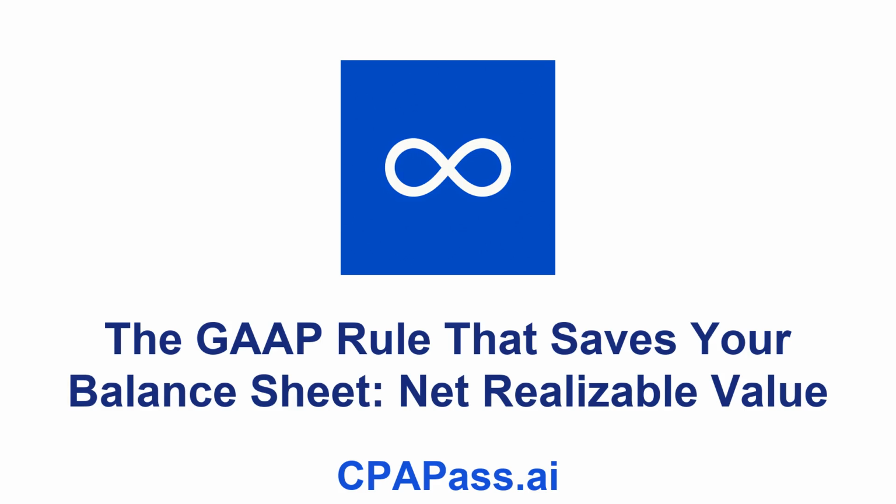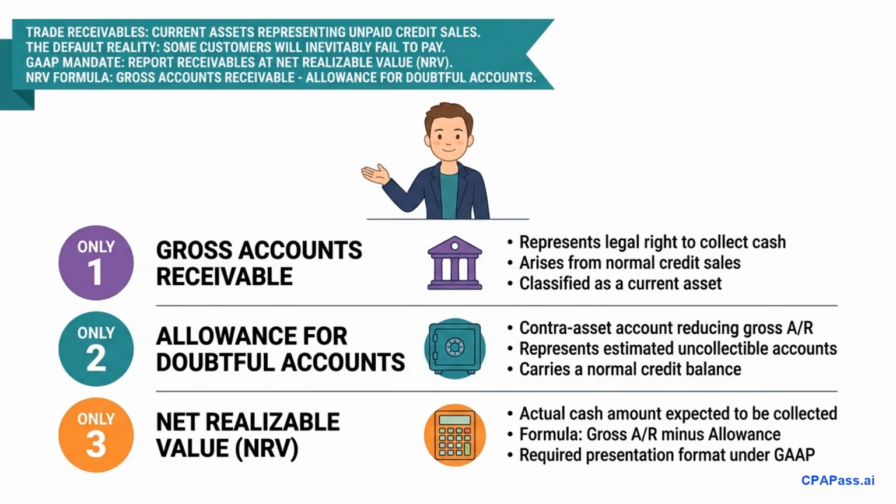Today, the GAAP rule that saves your balance sheet: net realizable value. Trade receivables represent your legal right to collect cash from customers who purchase goods or services on credit. On the balance sheet, these are classified as current assets. However, the harsh reality of business is that some customers will default.